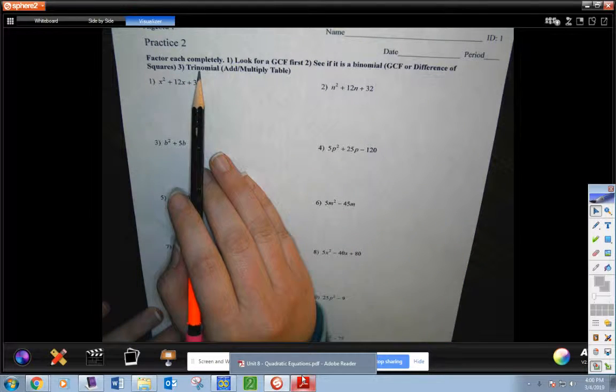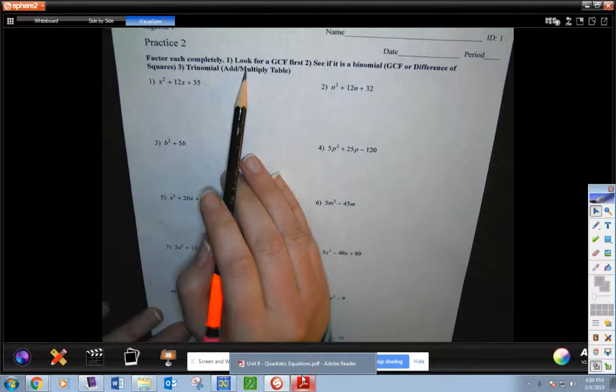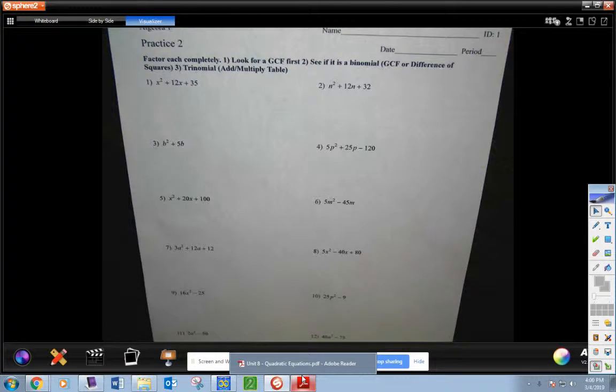And then the third thing you're going to look at is if it's a trinomial. That means you need to do your add and multiply table for me. Okay, so I'm only going to do the first few with you, and then you have to complete the back.